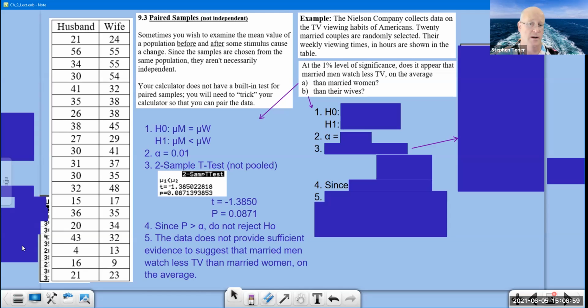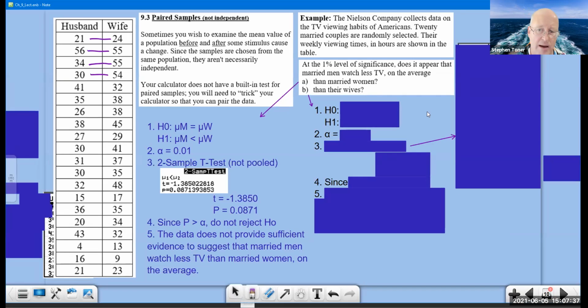We've done that before. But now let's move into part B, because when we're talking about men and their wives, now there's a pairing between the two. This husband goes with that wife, this husband goes with that wife, and so on going down the list. And the idea is, they got married, so they probably have similar interests. They both like to watch TV together, and maybe that causes a relation, or maybe they both are outdoor people and they don't watch a lot of TV, and there is a reason for that. That's kind of the idea behind this problem.